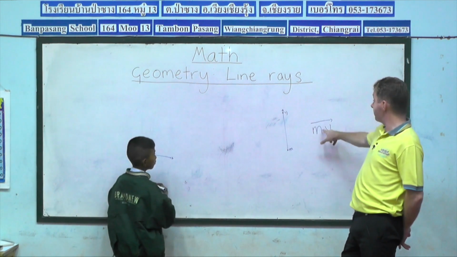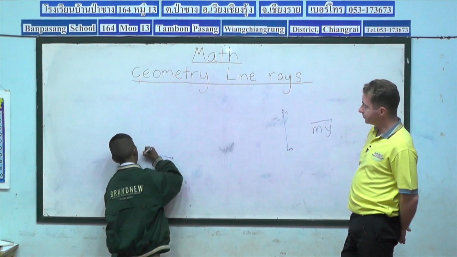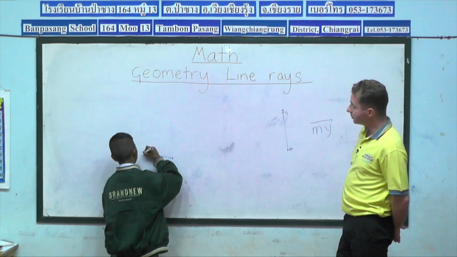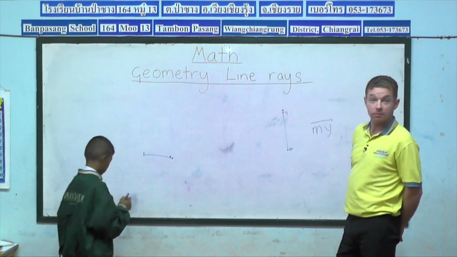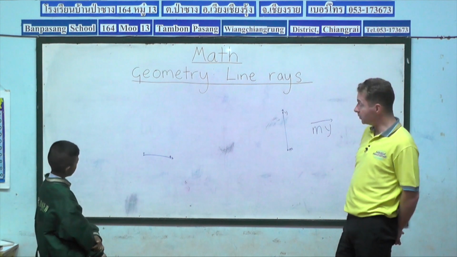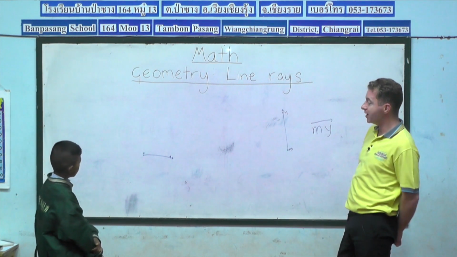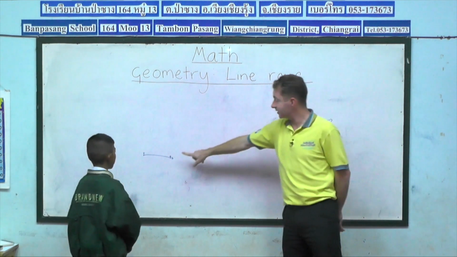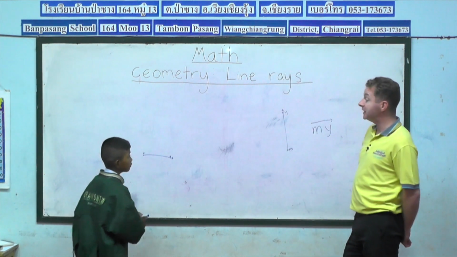Lakgao went for M and Y. Pat is going for P and Q. Okay, so we've got line ray PQ. Now, Pat, can you show how to give the symbol for your line ray? It will be PQ and the arrow over the letter nearest the arrow. So PQ.